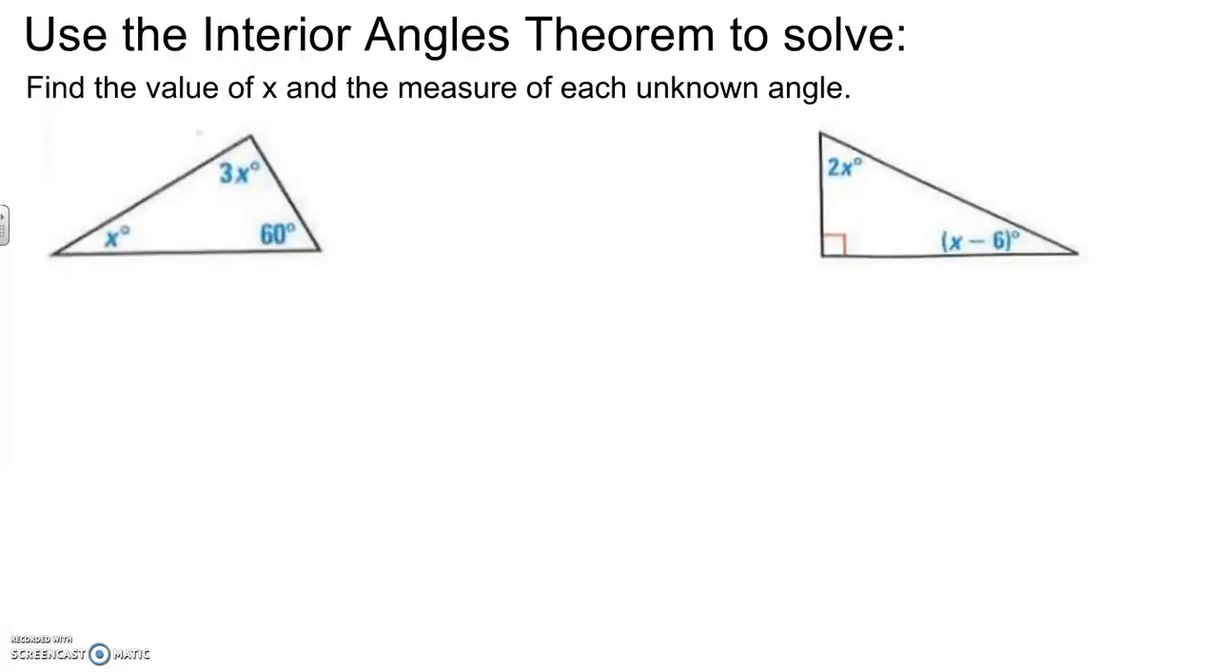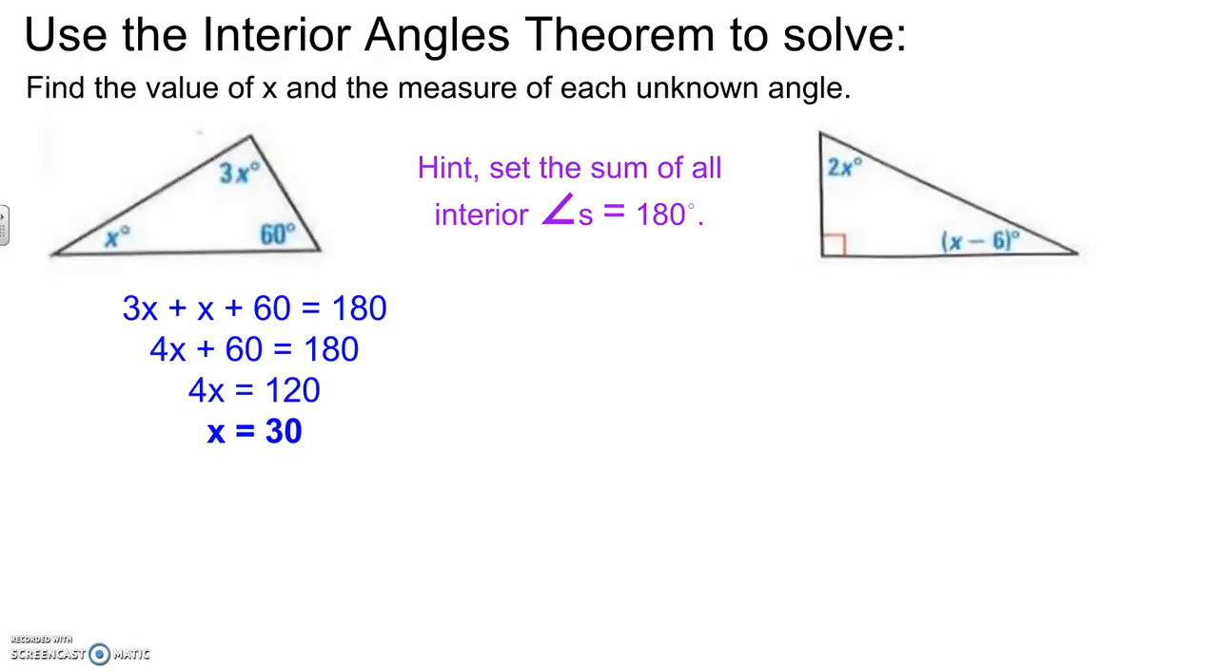Let's apply this to some algebraic examples. We want to find the value of x and the measure of each unknown angle. In our first example here, we see that these three angles should total up to 180 degrees. And in our second example here, we see that these two angles, since we have a right angle, should total 90 degrees. So we can kind of shortcut that, or we could say these three angles together equal 180 degrees. So solve for x for each, and then plug back in, and then come back to the video. Again, our hint here is that the sum of all interior angles was 180 degrees.